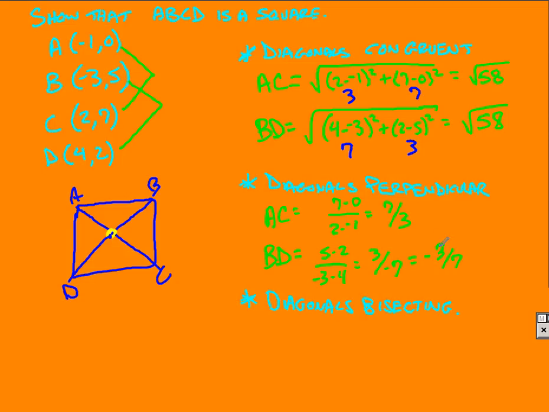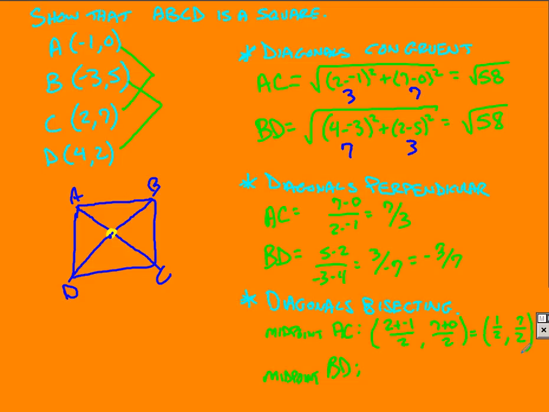As for bisecting, that means that this point here in the middle where they intersect should be the midpoint of both diagonals. So I want to find the midpoint of AC, and I want to find the midpoint of BD. To do that, this is finding the average. So I'm going to add up my x values of A and C and divide by 2. My x's are 2 plus negative 1 and divide by 2. My y's are 7 and 0, dividing by 2. That means my midpoint here will be 1/2, and 7 over 2.